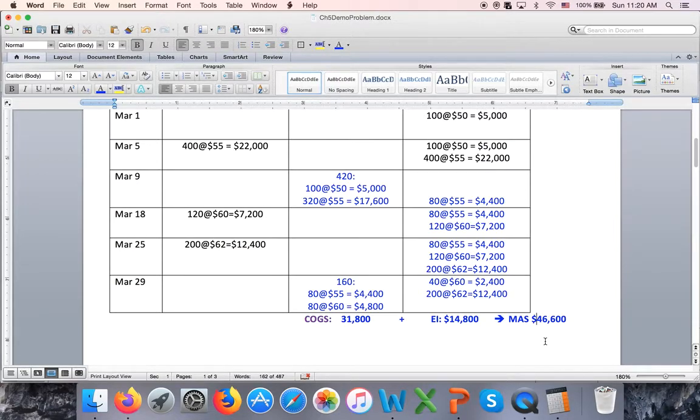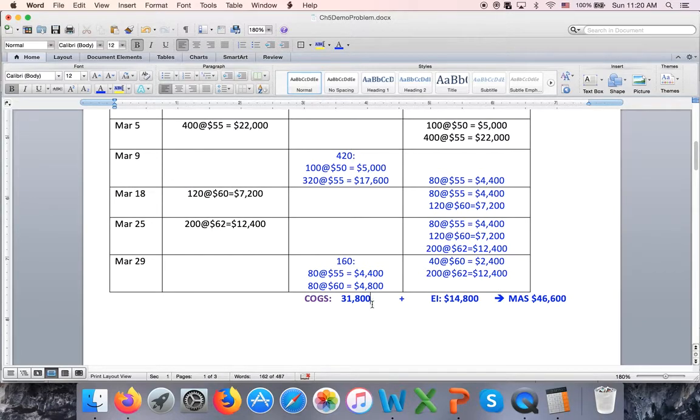Hope it makes sense. First in, first out. So under FIFO, my COGS is lower, right? My COGS is lower because I'm selling older, cheaper items. If we have inflation, if we have deflation, everything changes. So under FIFO, my COGS is lower, which means my gross profit and net profit are higher.